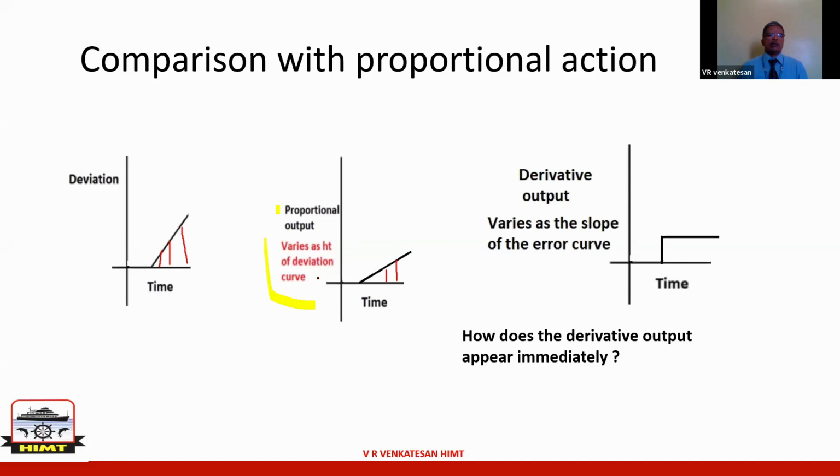Suppose the gain is more, what will be the result? Proportional gain is more. How will this graph change? Instead of being like this, it will become more steep. But it will still be a straight line, because proportional output depends only on the value of deviation. Derivative output is different. You can make out here, derivative output came out immediately. So proportional is slower to respond, derivative is faster in responding because you look at the rate.